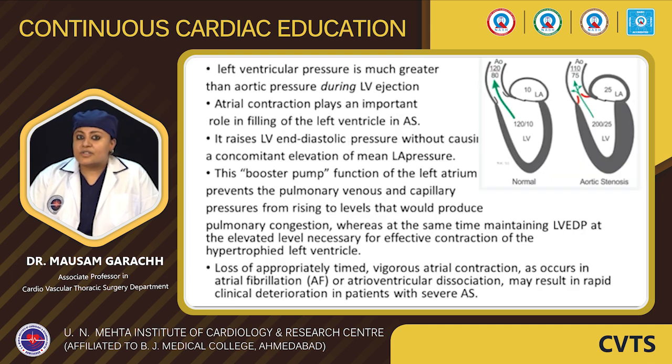Now the left ventricular pressure is much greater than aortic pressure during LV ejection. Atrial contraction plays an important role in filling of the left ventricle in aortic stenosis. It raises the left ventricular end diastolic pressure without causing a concomitant elevation of mean LA pressure. This boosted pump function of the left atrium prevents the pulmonary venous and capillary pressure from rising to levels that would produce pulmonary congestion, while at the same time maintaining the left ventricular end diastolic pressure at the elevated level necessary for effective contraction of the hypertrophied left ventricle.